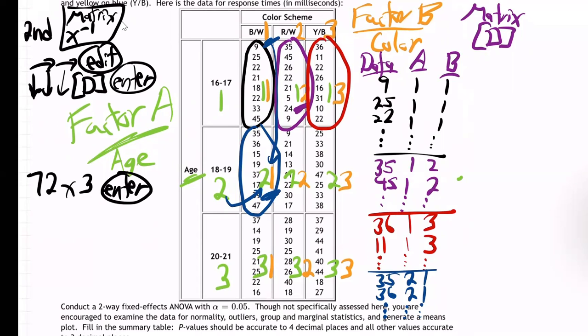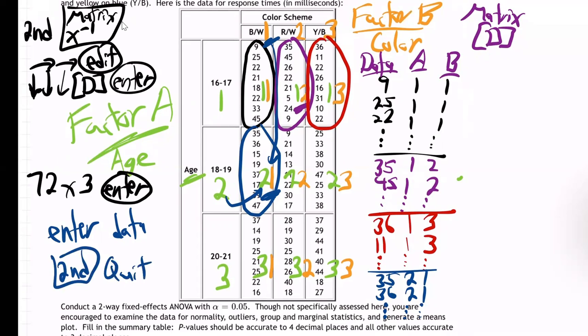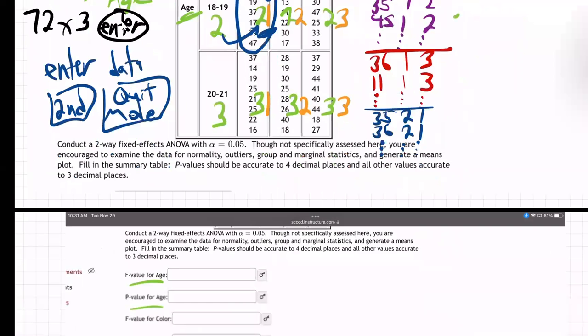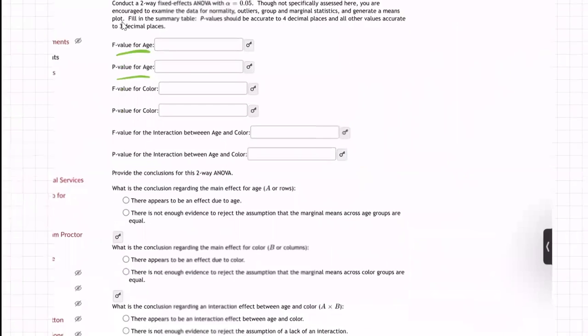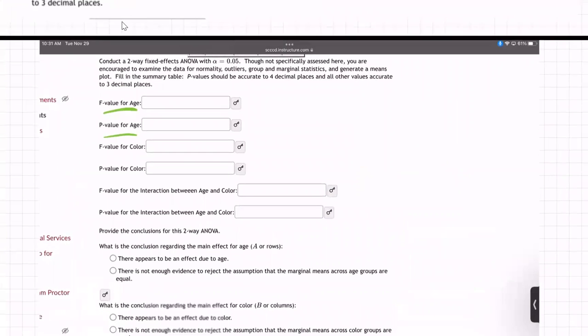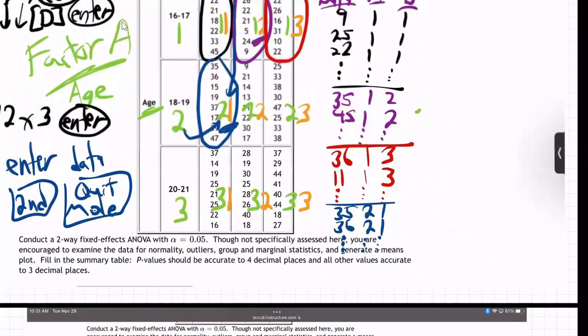When you're done with all that, I'll come over here and say enter the data, which is the hard part. And it's hard to get it all right, isn't it? I spent hours. And then hit second mode, quit, once you've got that data in there. Once you've got it all in there, we're going to go to our calculator. I'll leave this so you can see it a little bit.